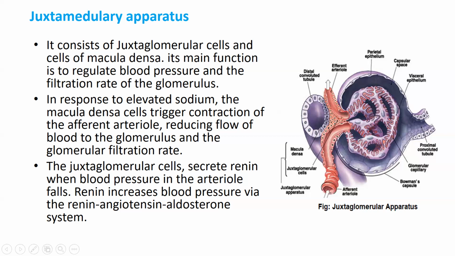But just the reverse happens. Suppose the sodium level is low. Then in that case, what happens? Juxtaglomerular cells secrete renin when blood pressure in the arteriole falls. So renin increases blood pressure via the renin angiotensin aldosterone system. So this is how this entire regulation is basically exercised.